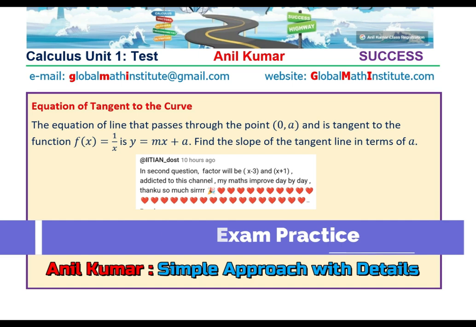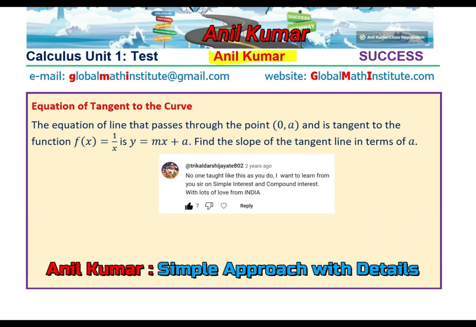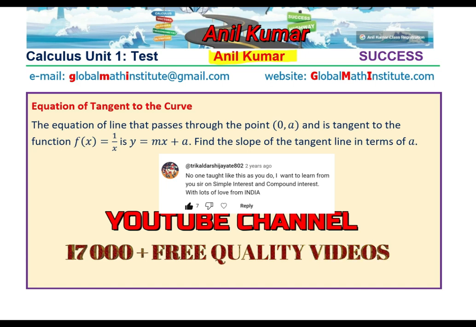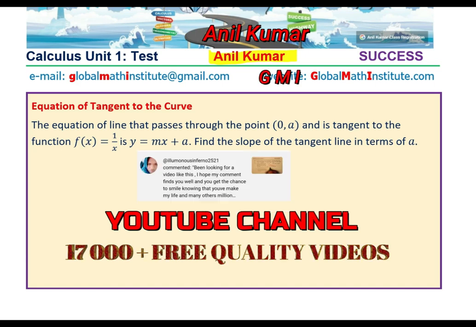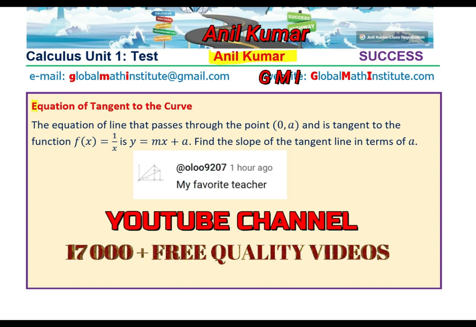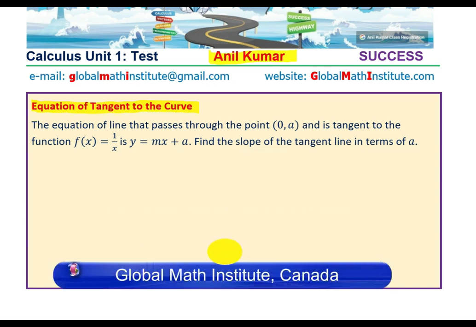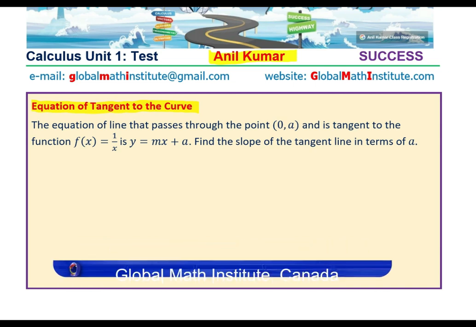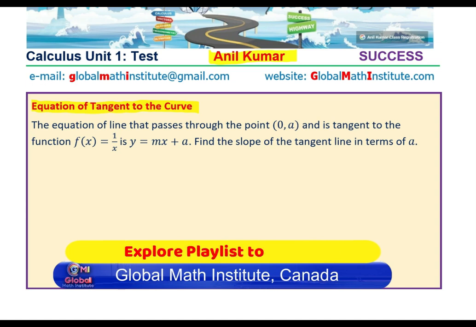Here is the last question from an IB test paper. We'll try to find the equation of the tangent line from the given conditions. Check our playlist for many more related examples. The equation of the line that passes through the point (0, a) and is tangent to the function f of x equals 1 over x is y equals mx plus a. Find the slope of the tangent line in terms of a. An extremely good question which has been seen in past test papers. I hope its solution will help you.